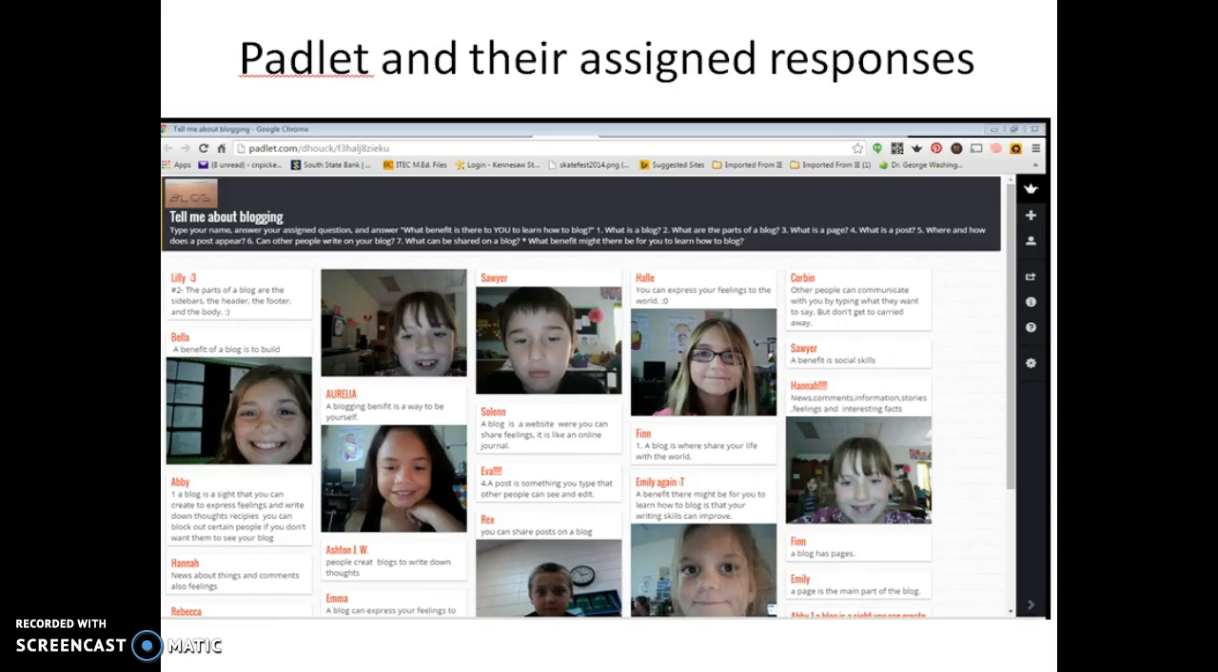For the sake of time, I gave each student a number 1 through 8. Then they had to report to the Padlet. They had to type their name and answer their assigned question on the Padlet. You can see several of our students also found other uses for the webcam.